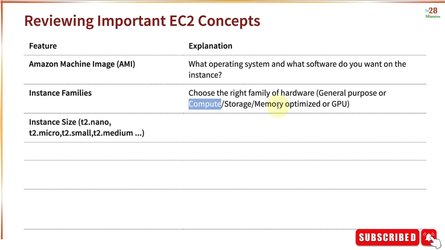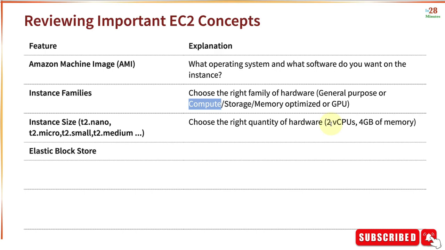Once you choose the instance family, you need to choose the instance size. There are a variety of instance sizes that are available with each of these instance families. For example, you have T2 Nano, T2 Micro, T2 Small, Medium. So Nano, Micro, Small, Medium, these are all different sizes. These help you to choose the right quantity of hardware. For example, I would want 2 vCPUs and I would want 4 GB of memory.